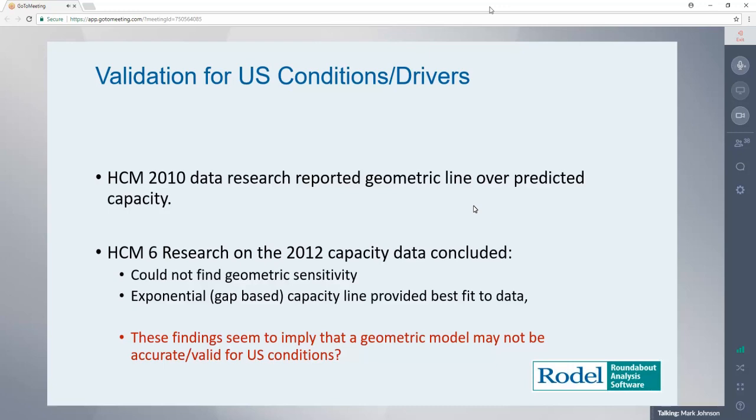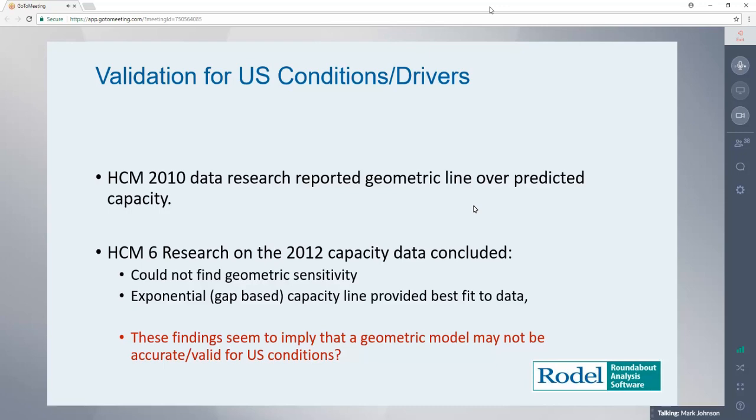So in 2010, they came out, in about 2005, and said that it was over predicting capacity. And then recently, the HCM6 update, based on the 2012 data and research that was conducted for the HCM6, the 2010 update, they reported they couldn't find geometric sensitivity, and they also indicated that the exponential line provided a better fit. And these findings all seem to imply that the UK geometric model perhaps is not accurate or valid for US conditions.